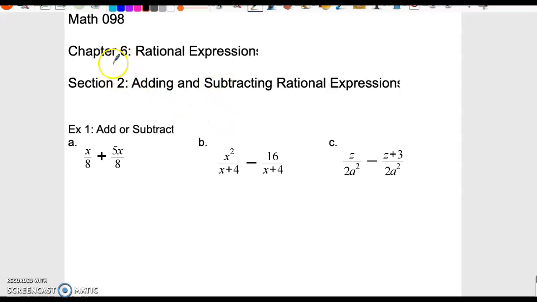Welcome back, Math 098. We're moving on to adding and subtracting rational functions. Think back to elementary school, and you may remember a teacher saying something about adding fractions. I'll say, like, 1/2 plus 1/4 or something like that.